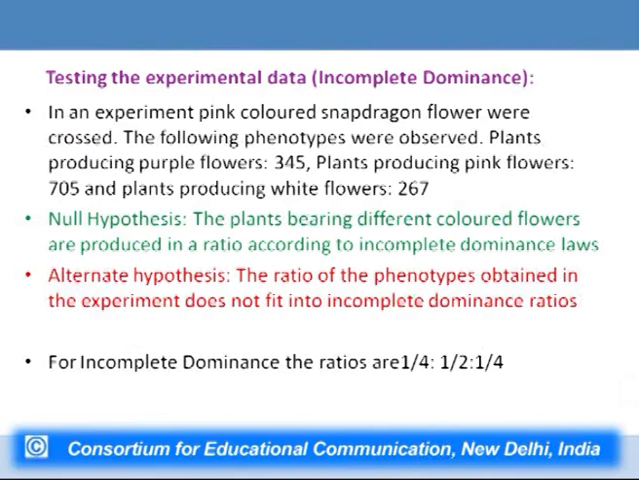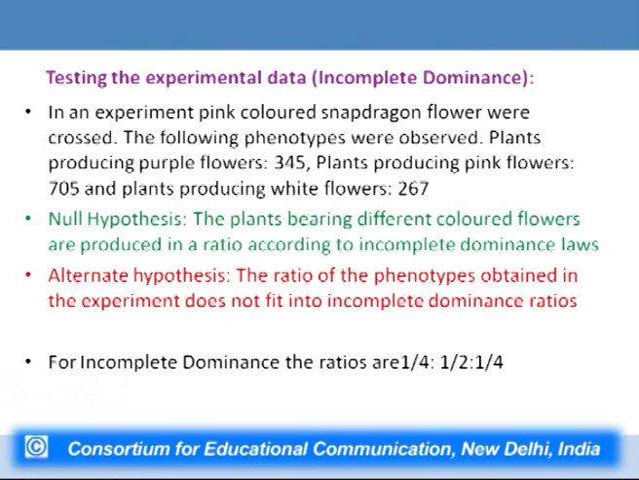Now, testing the chi-square analysis for a modified Mendelian ratio. Suppose an experiment was conducted in which purple colored flowers were obtained, the numbers were 345, pink colored flower was 705, and plants producing white flowers was 267. And we are testing for whether this particular pattern shows incomplete dominance or not. The null hypothesis for this case will be that the plants bearing different colored flowers are produced in a ratio according to incomplete dominance law. An alternate hypothesis says that the data does not fit into incomplete dominance ratio.